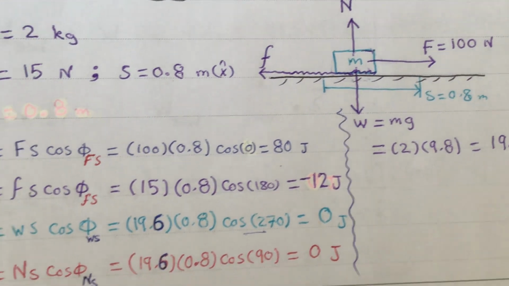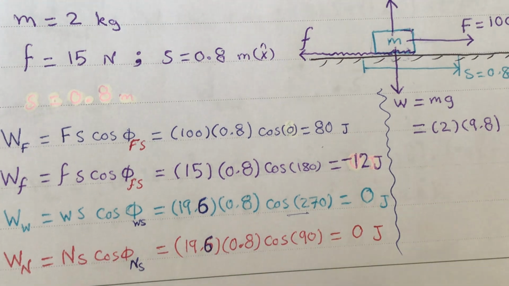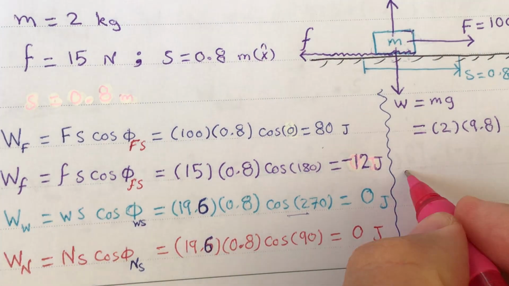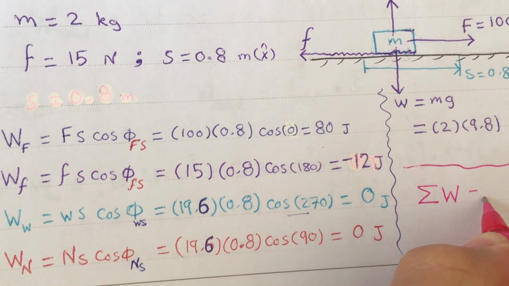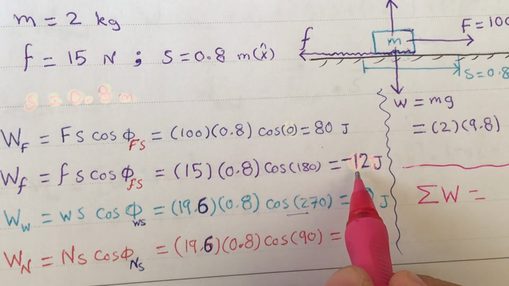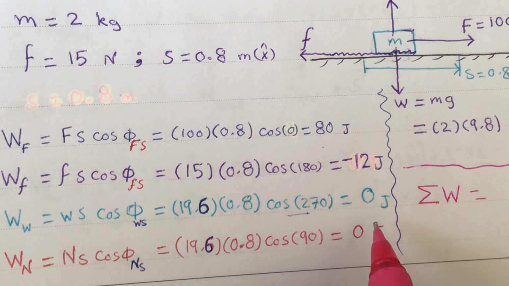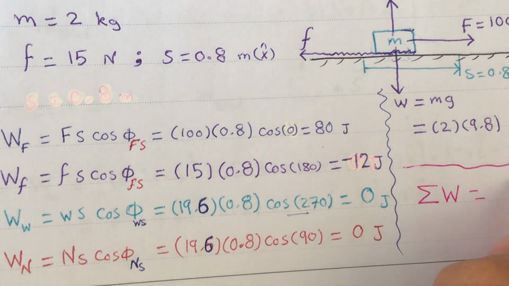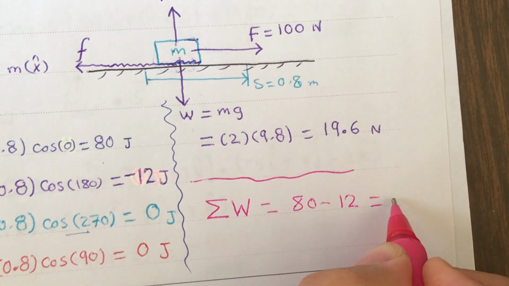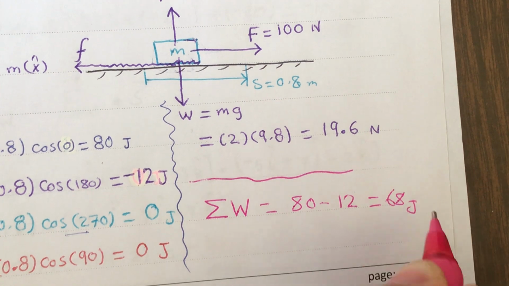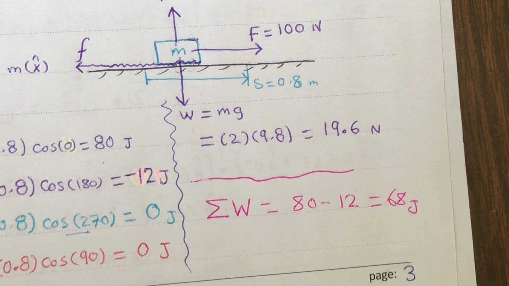We have the total work now. If you would like to compute it, the total work is equal to 80 minus 12 plus 0 plus 0, which is equal to 68 joules.